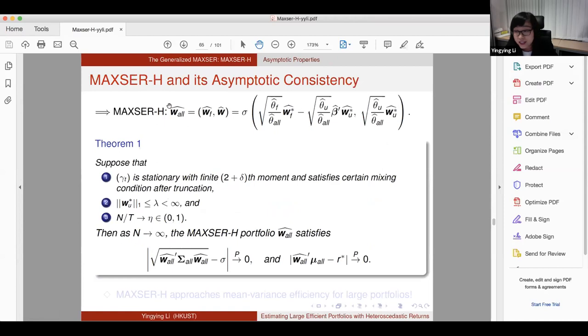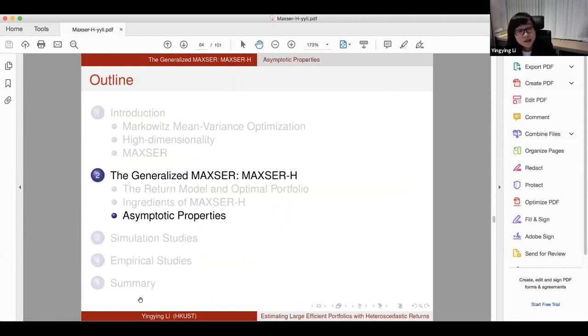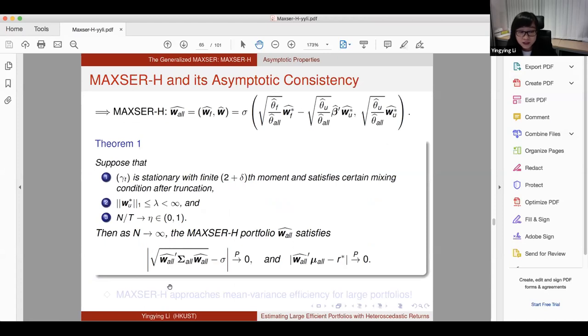So the MAXER-H formed by these key steps will be able to, in fact, reach the risk constraint asymptotically. So asymptotically, the portfolio risk will be very close to the risk constraint sigma. And then also the expected return of it will be close to the optimal expected return. So that's the good news.